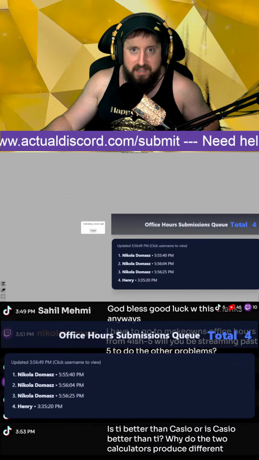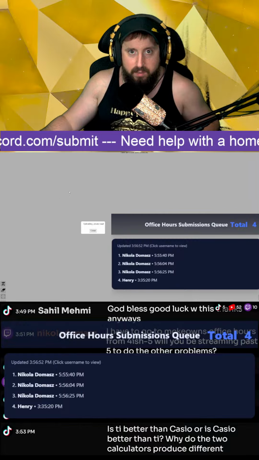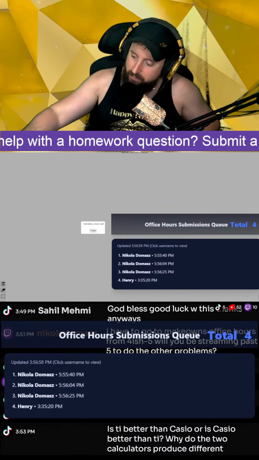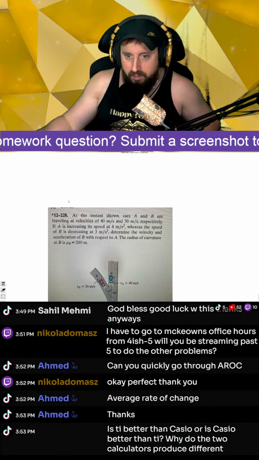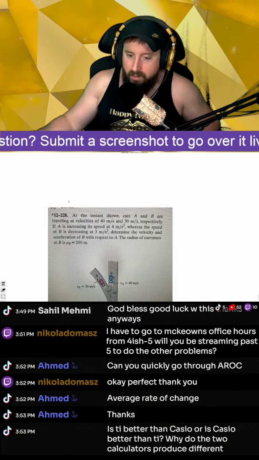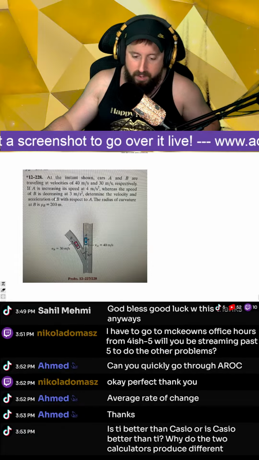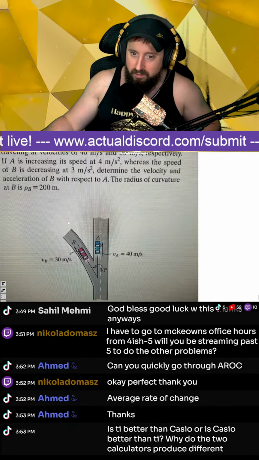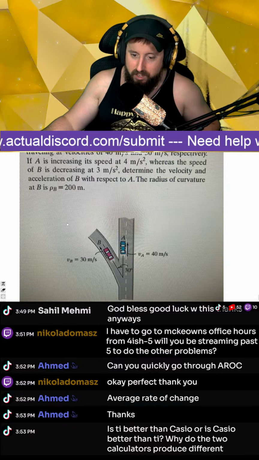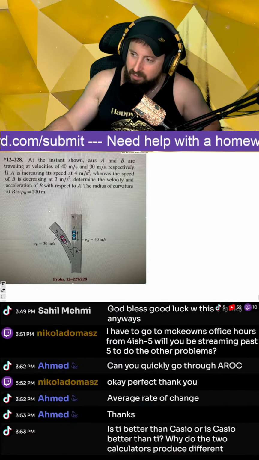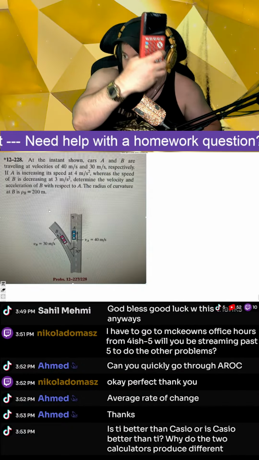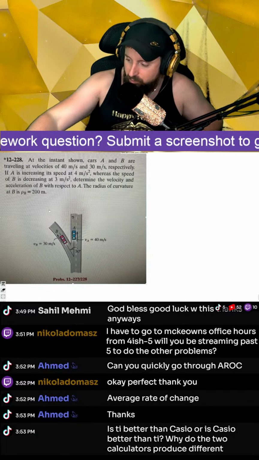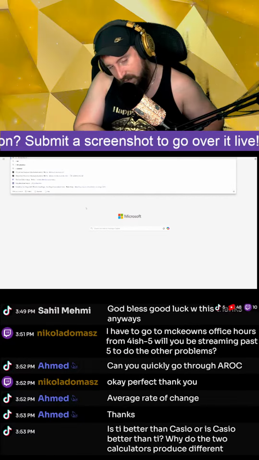Someone asked me, is TI better than Casio? Is Casio better than TI? Why do the two calculators produce different answers? They should give you the same answers without anything. I personally like the TI better, just because I'm used to it. The Casio is a lot cheaper. I will say the TI is pretty cost prohibitive. And I have physical ones as well, I don't just have the emulators. And this thing is like $140, I'm pretty sure. Like, let's see, TI 84.